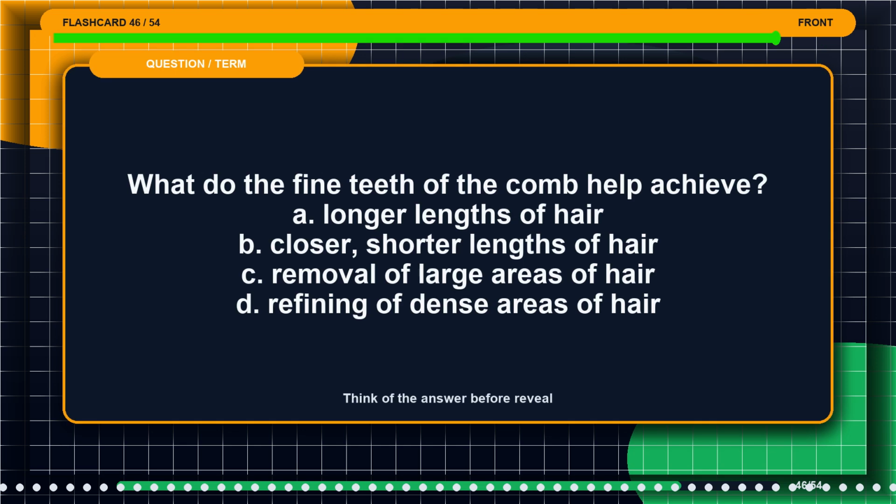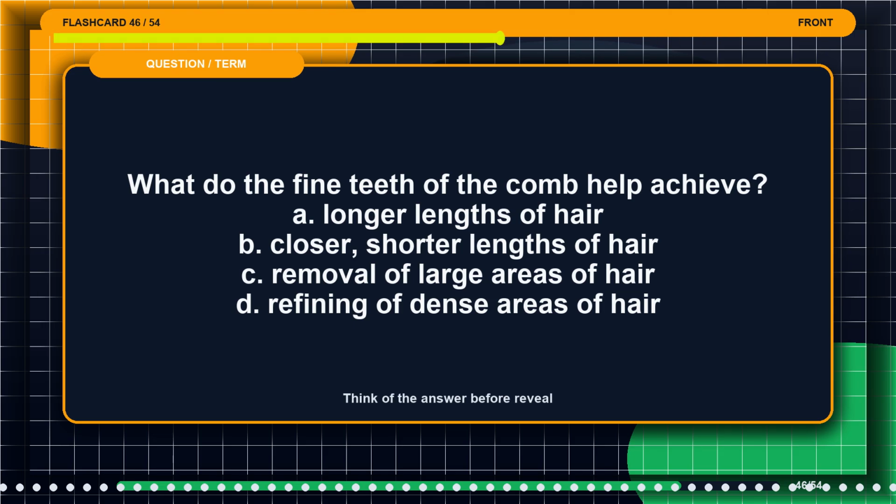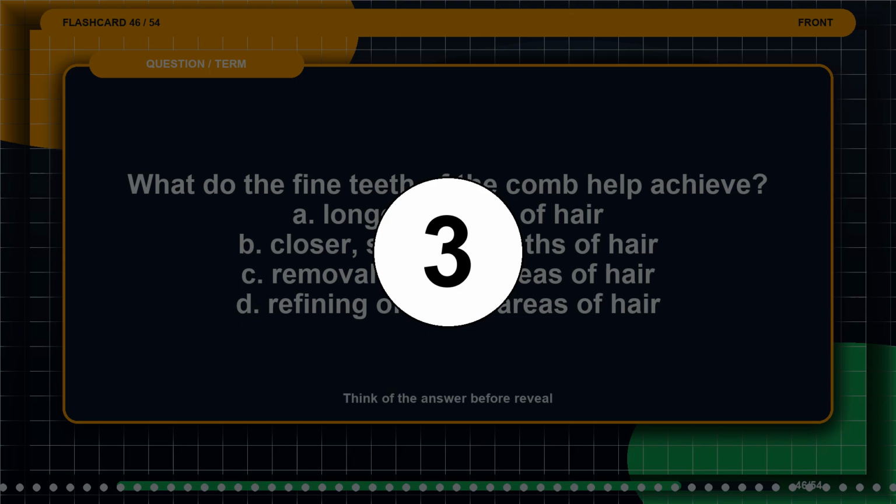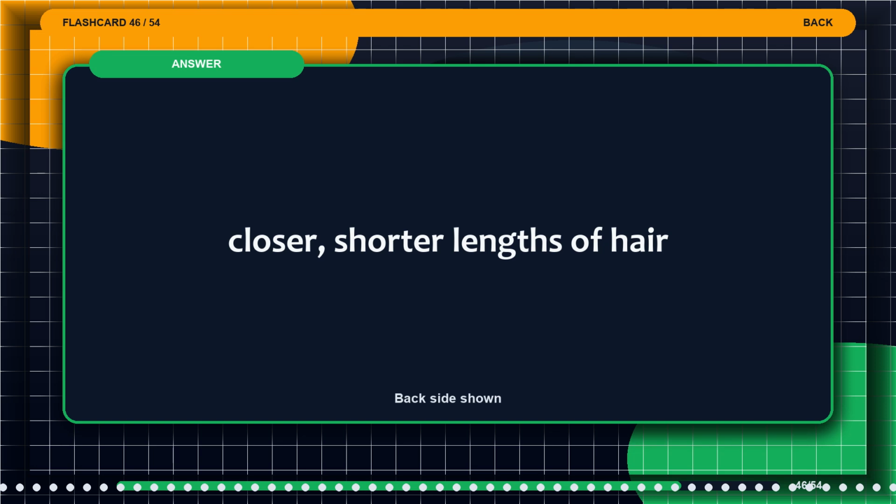Flashcard 46. What do the fine teeth of the comb help achieve? A. Longer lengths of hair. B. Closer, shorter lengths of hair. C. Removal of large areas of hair. D. Refining of dense areas of hair. Pause and think of the answer before the reveal. The answer is closer, shorter lengths of hair.